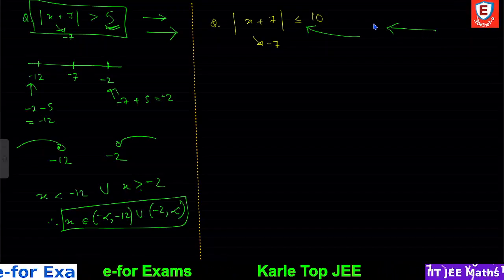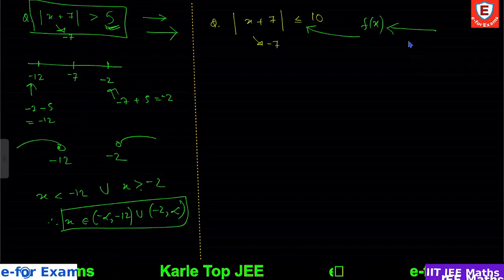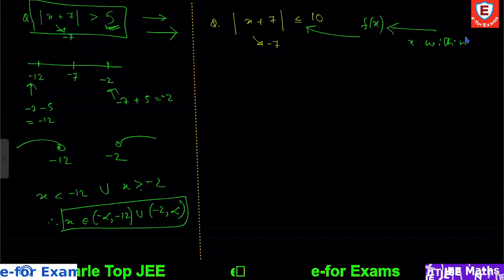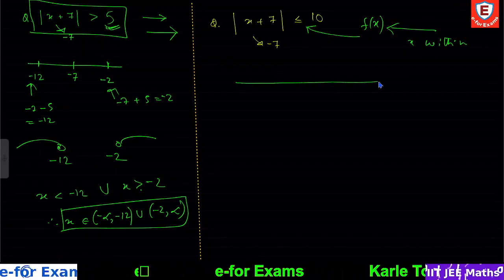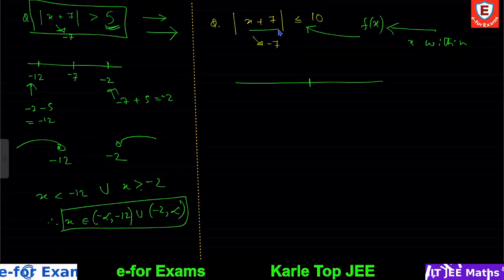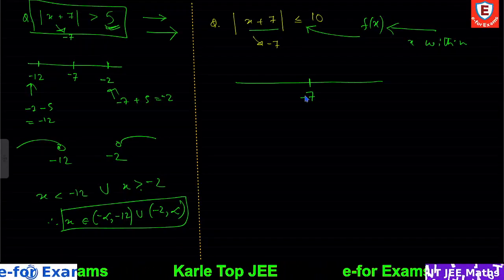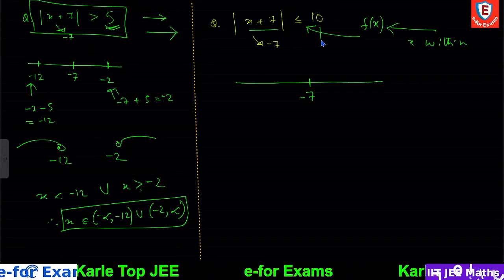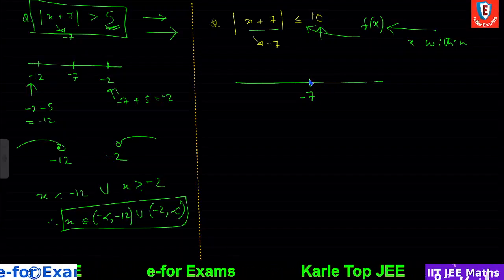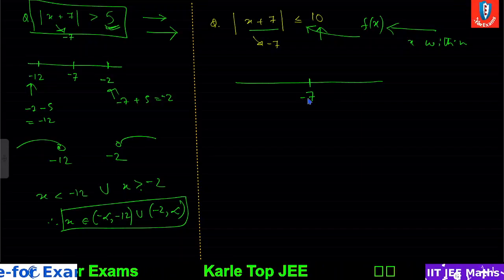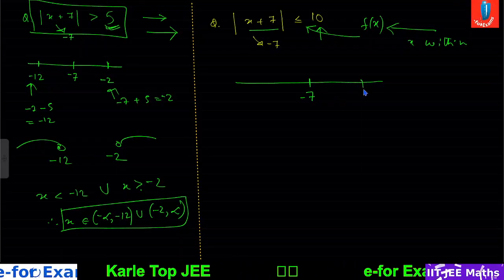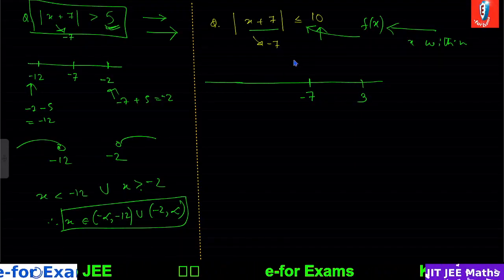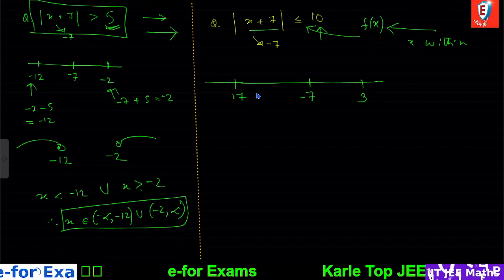Here the arrow is towards the function. Arrow towards the function means x will be within the critical points. First try to find the critical points. Here for this function, minus 7 is the critical point. And here 10, right? 10 towards the right and 10 towards the left. Minus 7 plus 10 will be 3. Minus 7 minus 10 is minus 17.